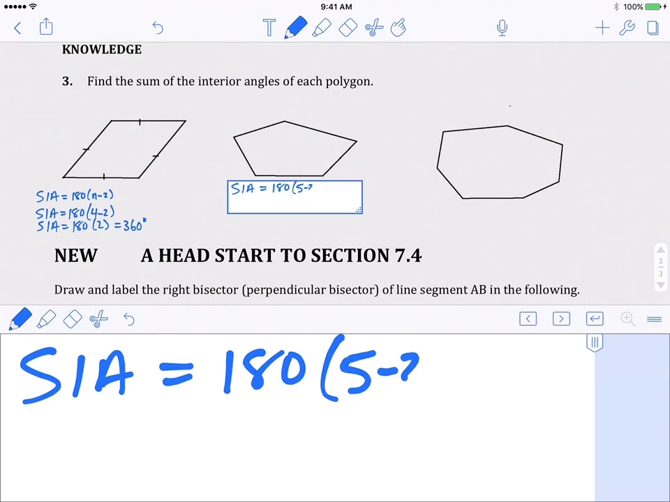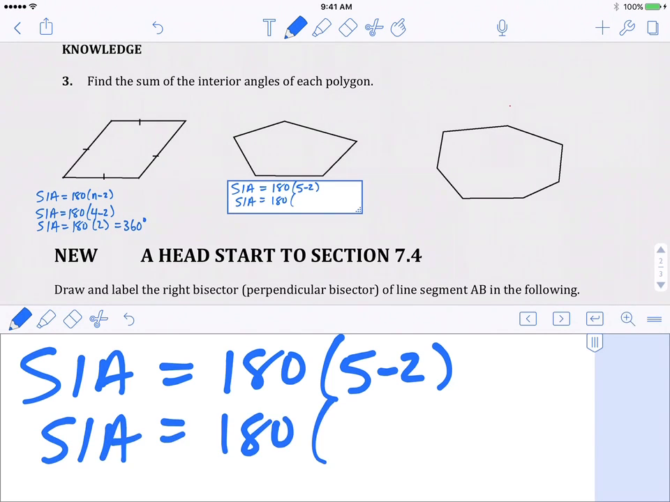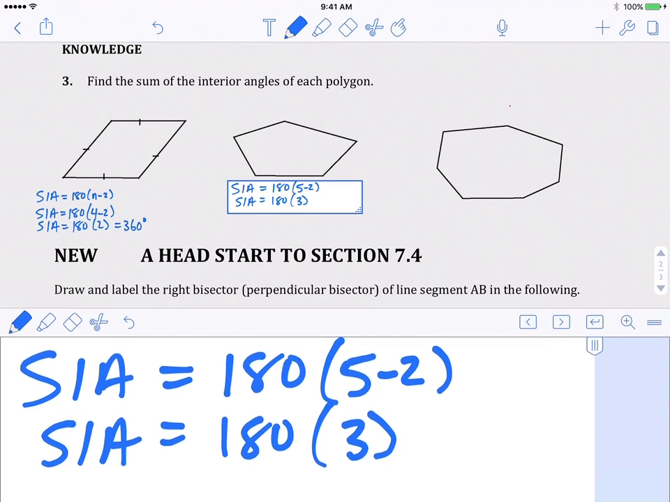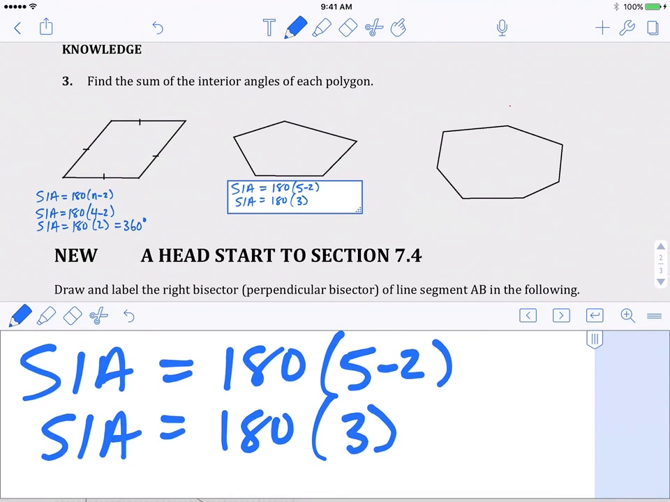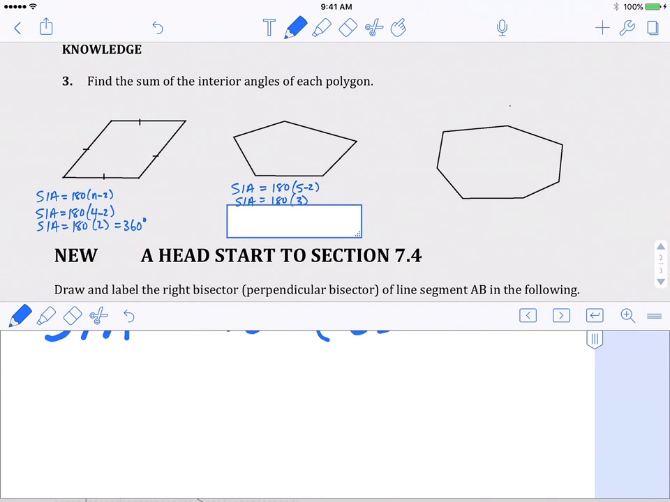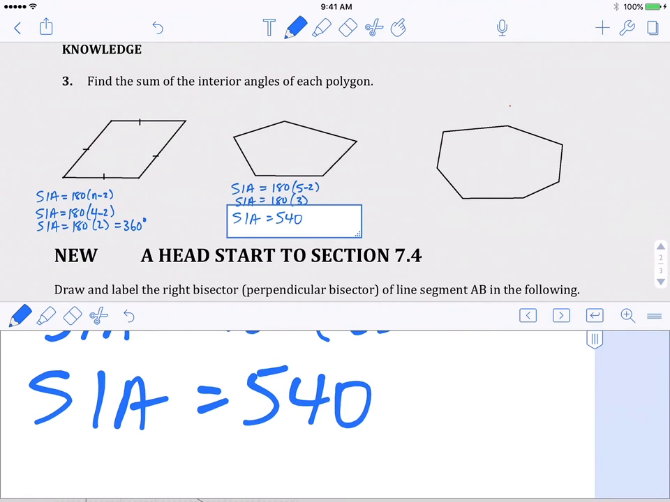Again, the number of sides is 5 minus 2. So the sum of interior angles is 180 times 5 minus 2, which is 3. We know 180 twice is 360, and add another 180. Oops. So we get 360 plus another 180, which is 540. Let me just move this down. So the sum of interior angles equals 540.